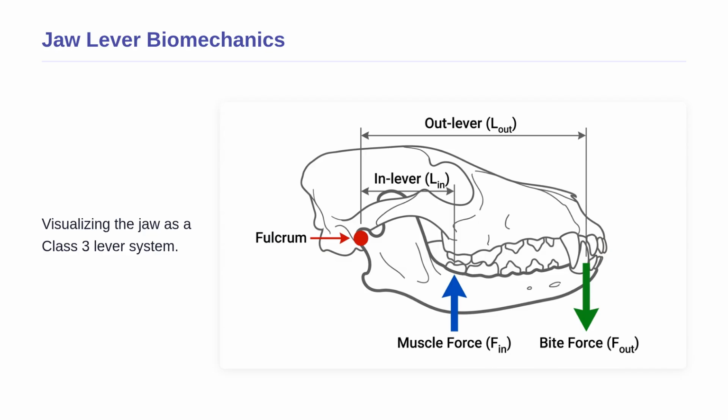The distance from the fulcrum to this blue arrow is the in-lever. At the very front, the green downward arrow shows the output bite force at the teeth. The total distance from the fulcrum to the teeth is the out-lever. This simple geometry dictates the entire feeding ecology of the animal.